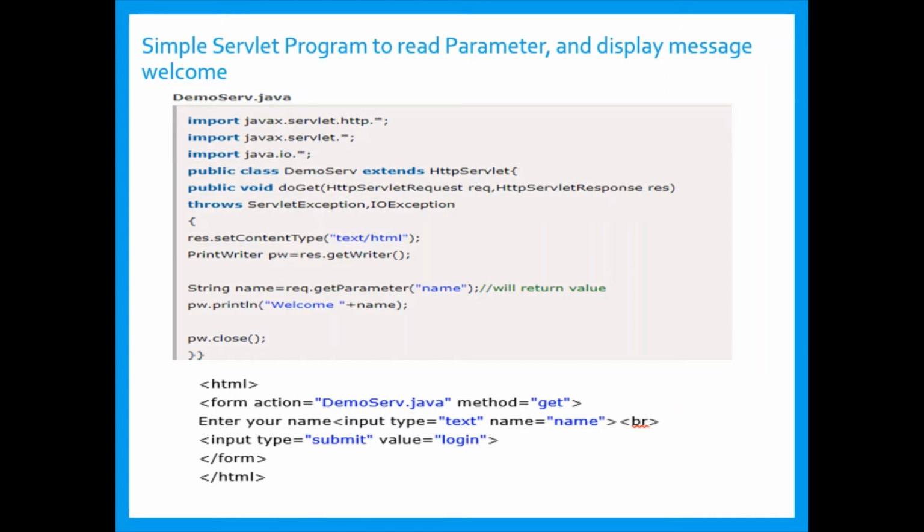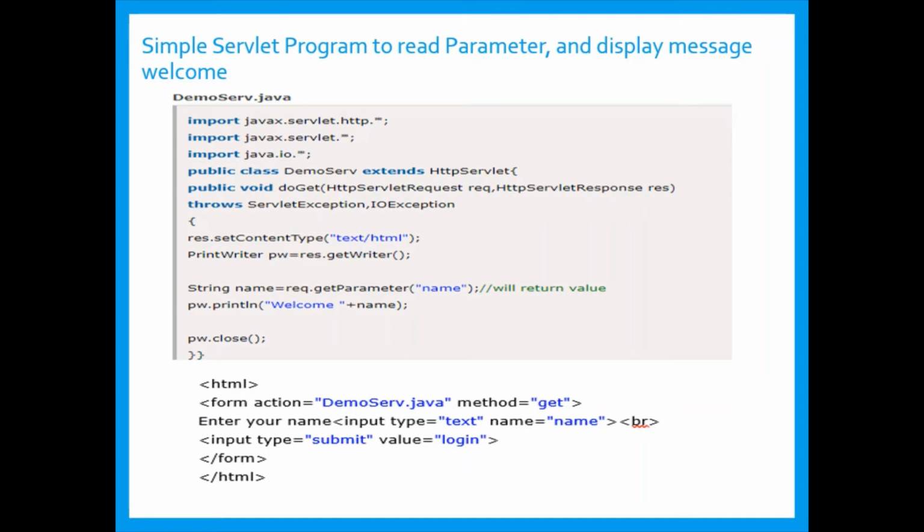Then getWriter is a method which belongs to the class called HttpServletResponse. The job of the getWriter method is to write the content on the browser or display the content on the browser. The getWriter method returns the value to the PrintWriter class, where PrintWriter is a class belonging to the package called IO, and the PrintWriter class is going to throw an exception called IOException.